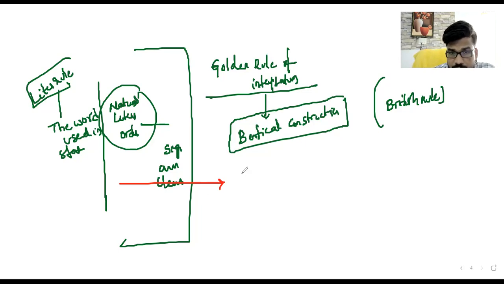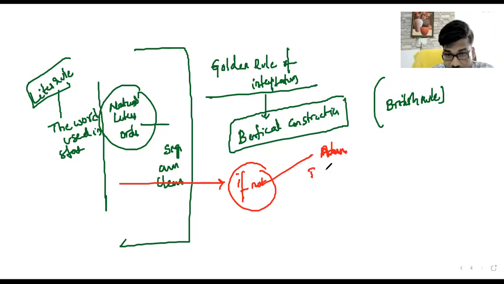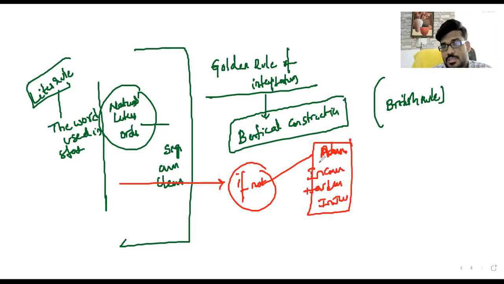Whenever you are interpreting, if not, why? Because the word has two or more meanings. When interpreting the words produces absurdity, ambiguity, inconvenience, hardship, or injustice, then at that point of situation, the court can modify. Then the court can modify the meaning.